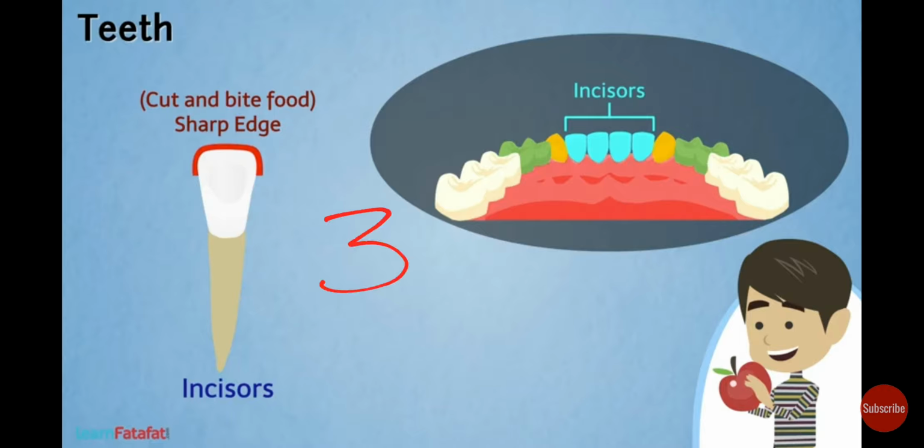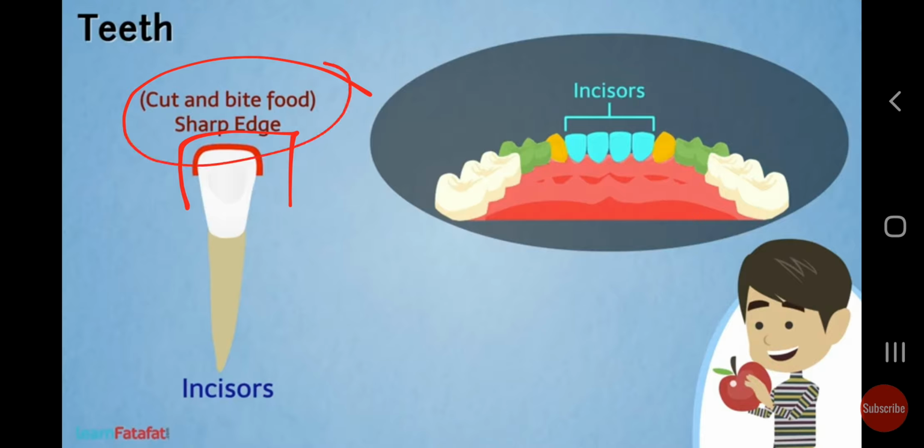There are total of 32 teeth in human body, and the upper jaw consists of 16 and the lower jaw consists of 16 teeth each. In each jaw, you will find 4 different kinds of teeth. The blue one is the incisor teeth. We have 4 incisor teeth in each jaw. Incisors have sharp edge and helps in cutting and biting the food. For example, if you eat an apple, you will use your incisor teeth.